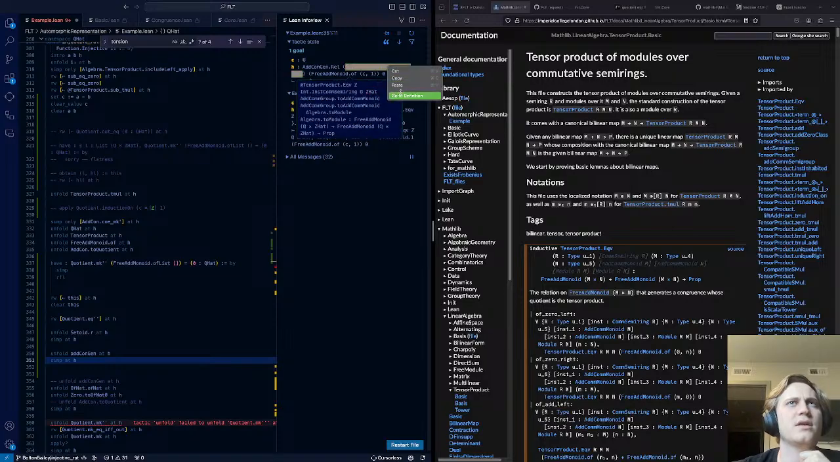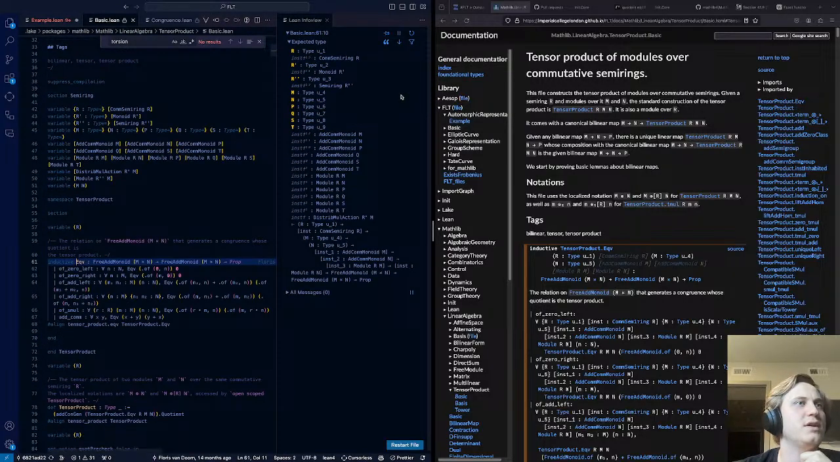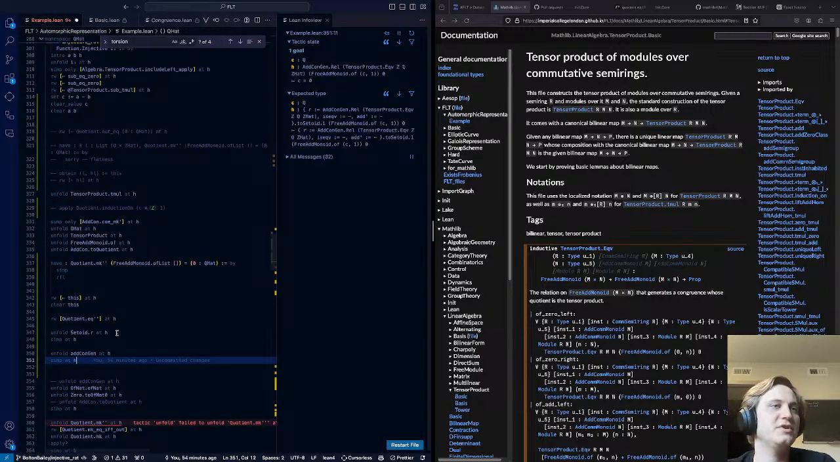Sorry, what happened? Can I go to the definition here as well? Yeah, inductive equiv, this one as well. So I've reduced everything to the two inductive definitions, and now I just need to proceed.